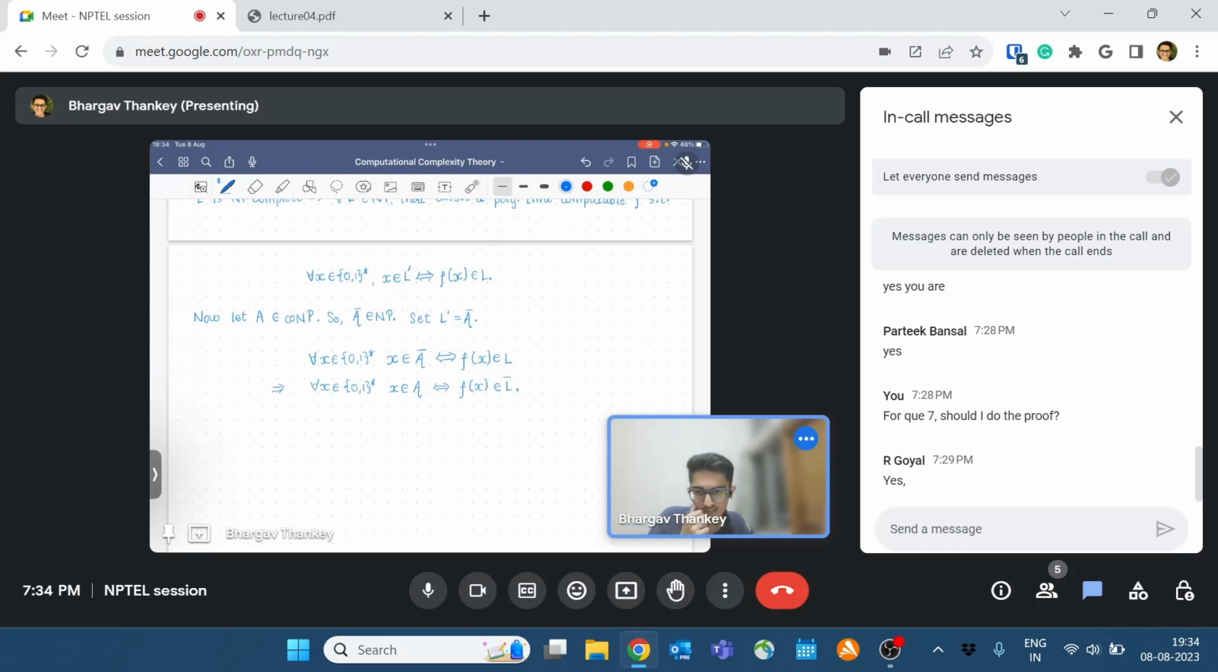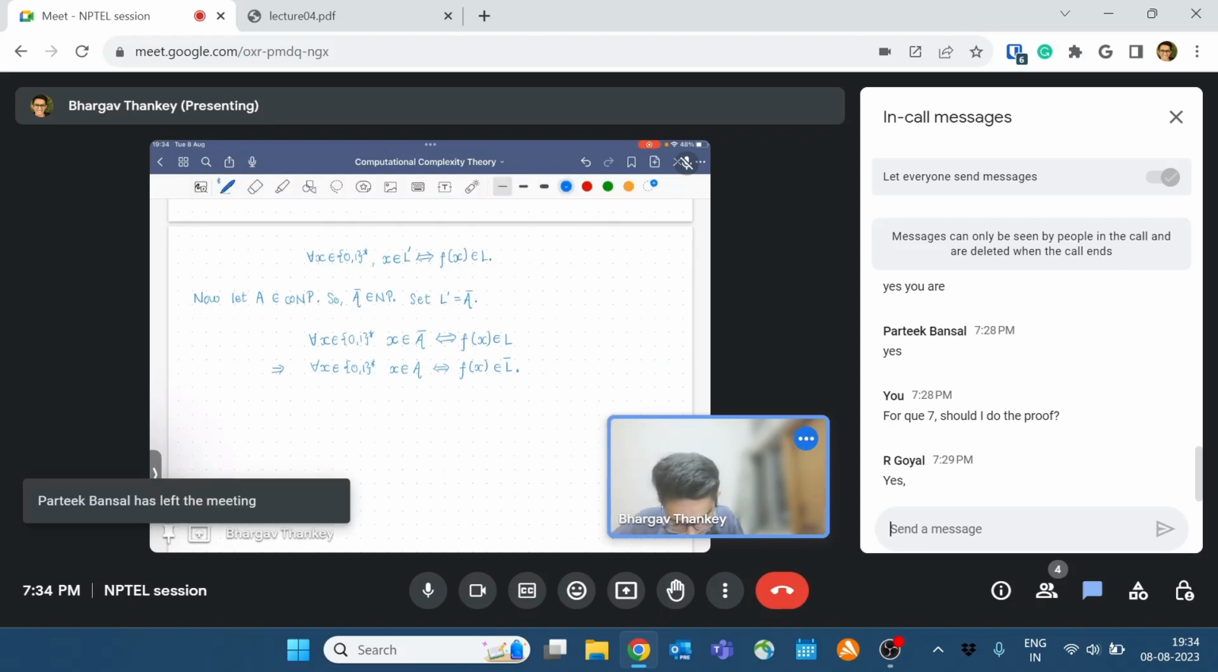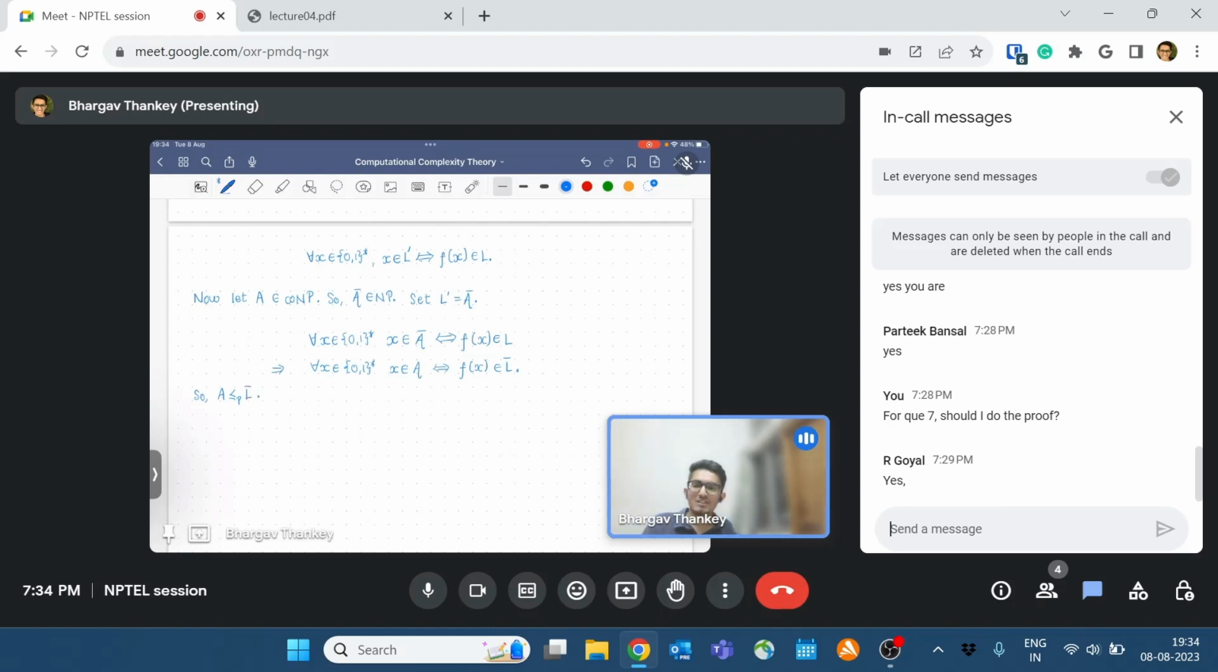Is this fine? Okay. So what do we have? We have a polytime computable f such that x is in A if and only if f of x is in L complement, right? But this means that A reduces to L complement. Now A is any arbitrary language in co-NP, so all languages in co-NP reduce to L complement, right?